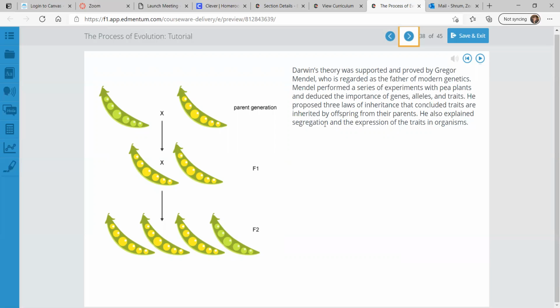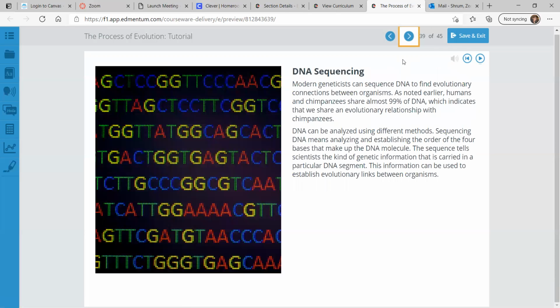He proposed 3 laws of inheritance that concluded traits are inherited by offspring from their parents. He also explained segregation and the expression of the traits in organisms. So in this picture here, you have two parent pea plants, green and yellow. This is their offspring, and this is their offspring. So here we'll explain a little more here.